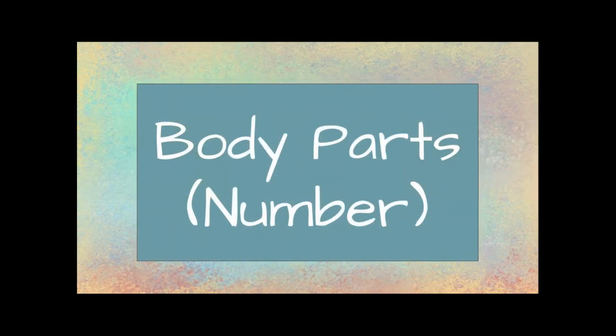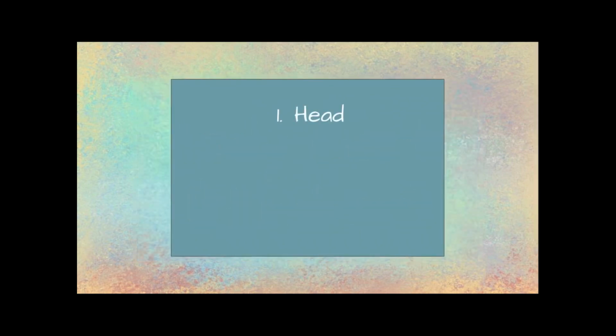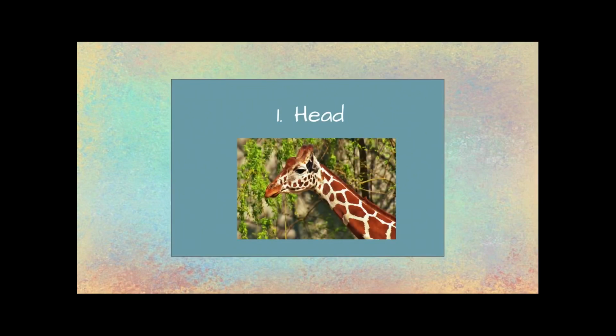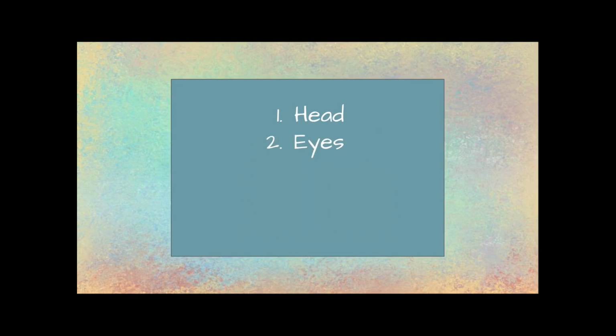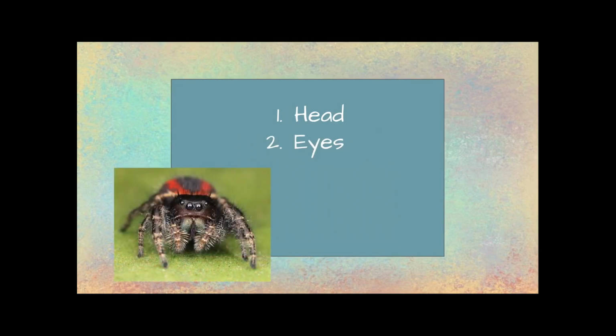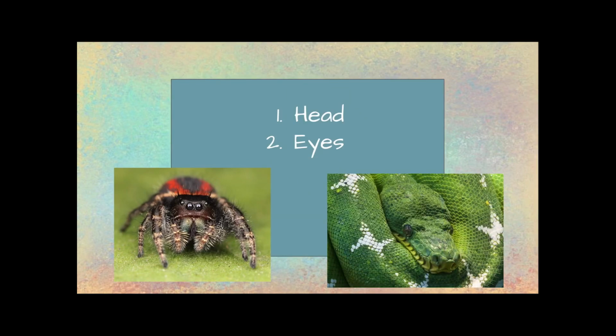We also look at the body parts, especially the number of body parts. Most animals have a head, like this giraffe. That's where the brain is. Most animals also have eyes, like this spider with 4 eyes. We have 2 eyes, just like this snake. Some animals have more or less eyes.